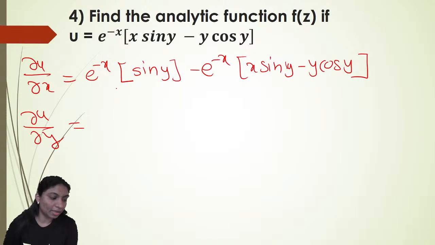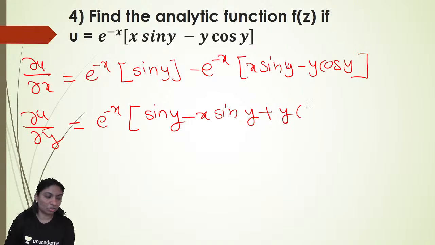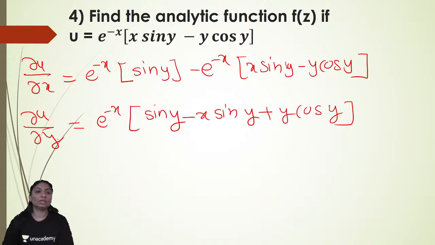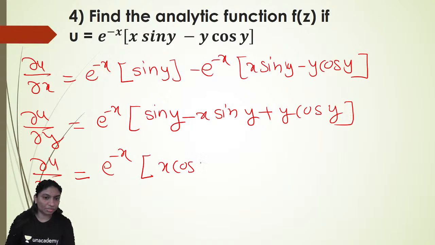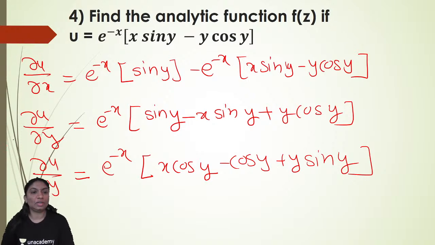So ∂u/∂y is e raised to minus x into bracket sin y minus x sin y plus y cos y, right? So you will get ∂u/∂y is equal to e raised to minus x into bracket x cos y minus cos y plus y sin y, right? So this is your ∂u/∂y and ∂u/∂x.